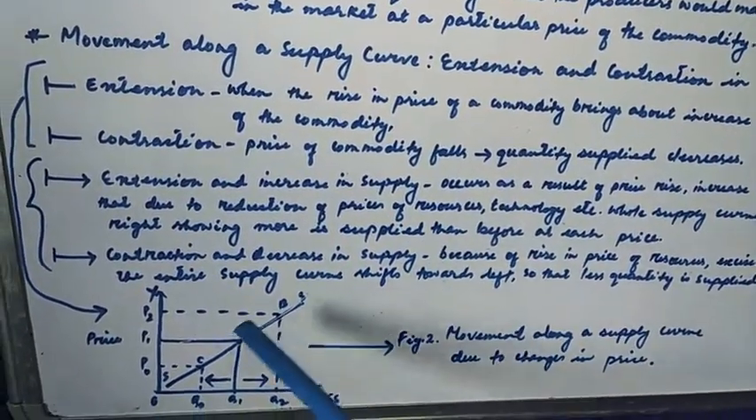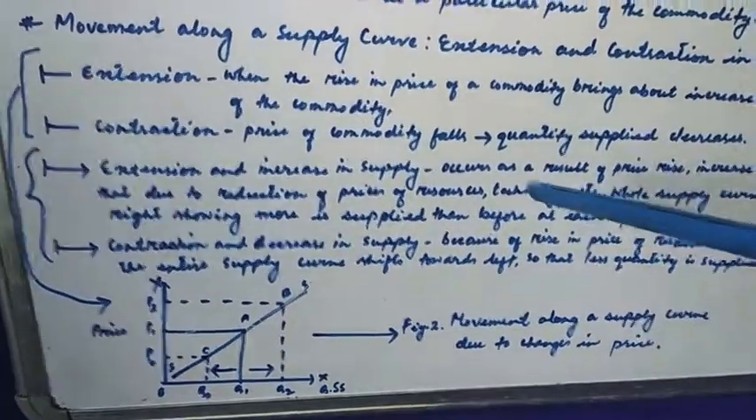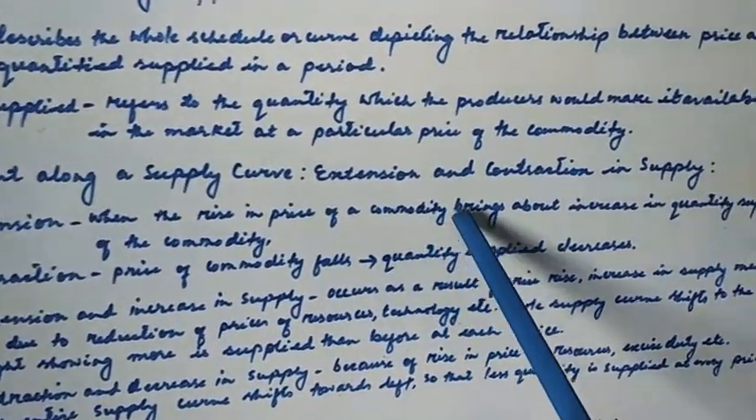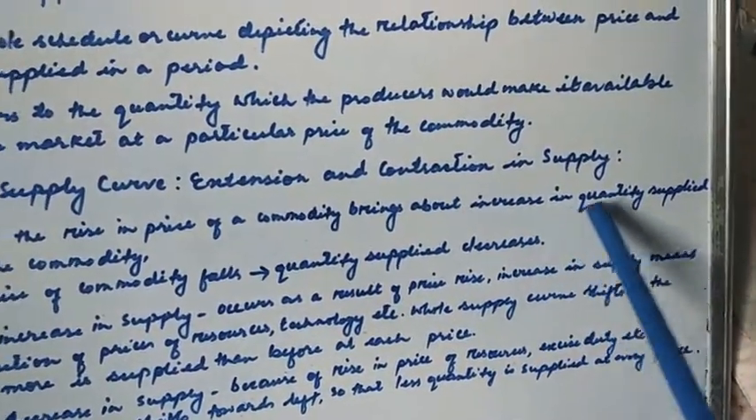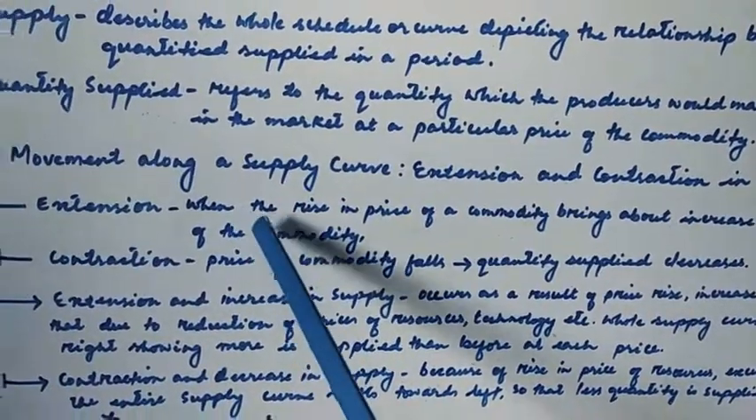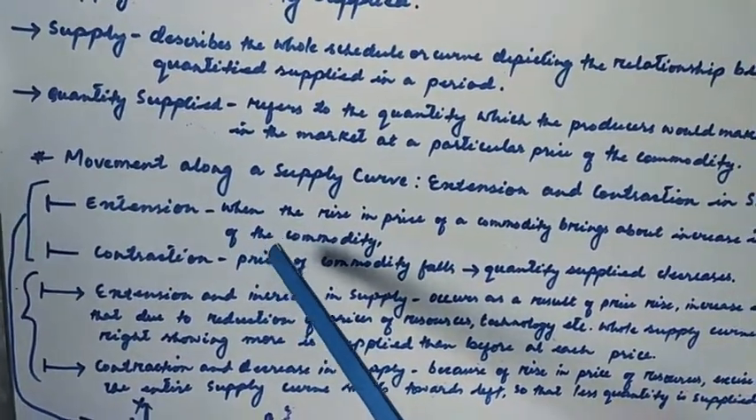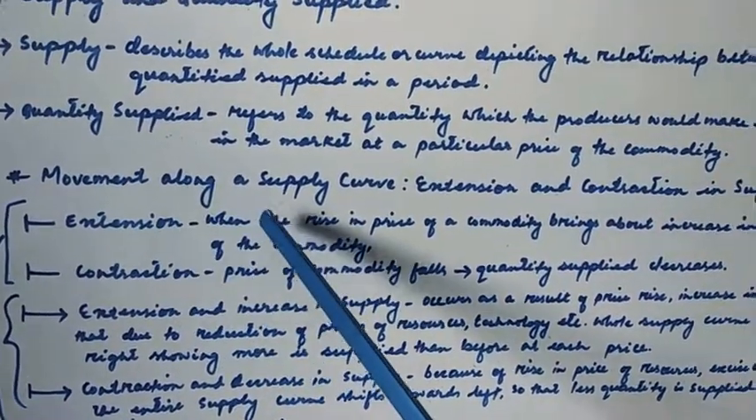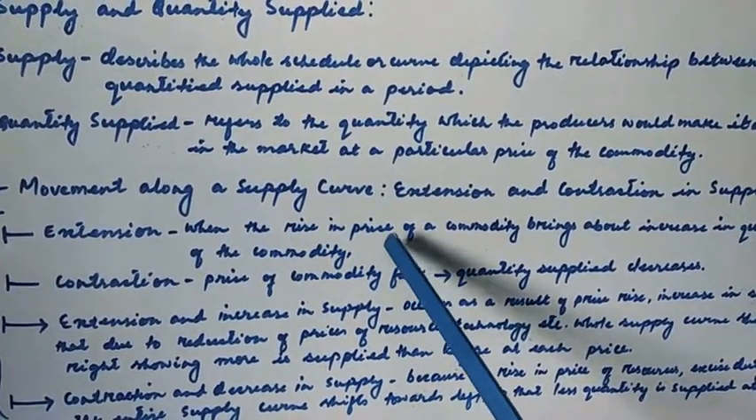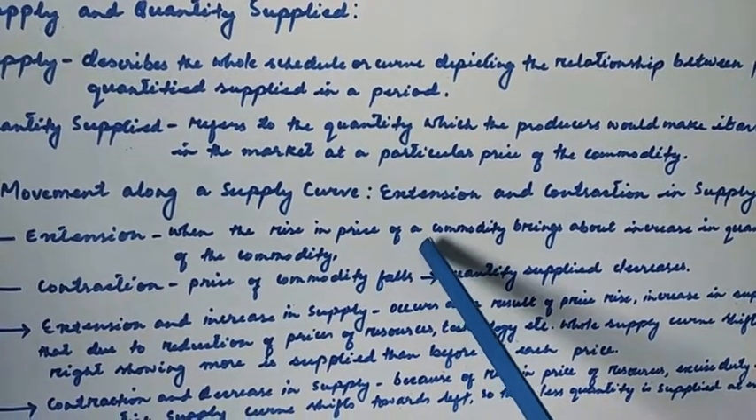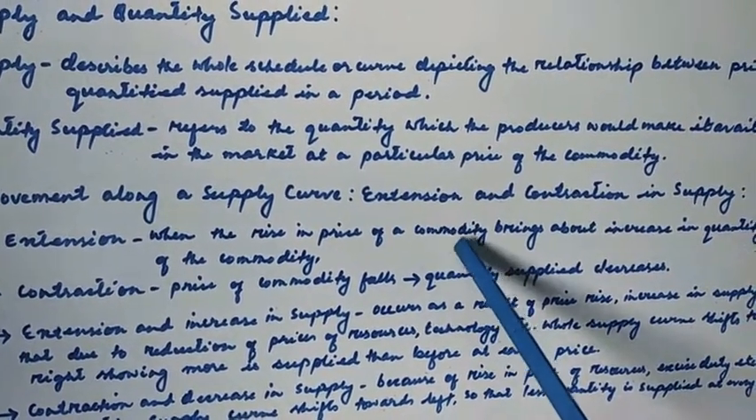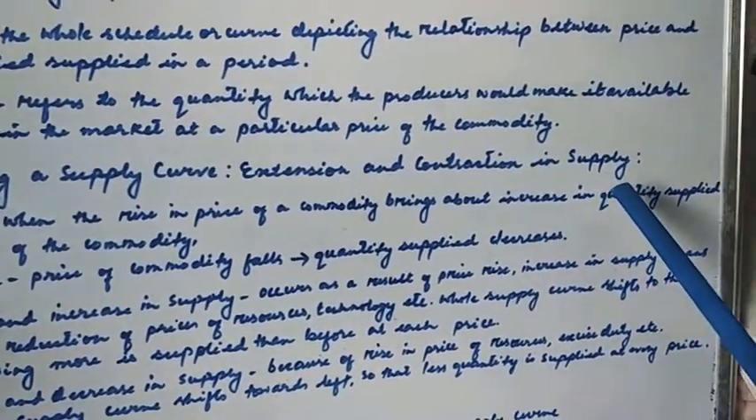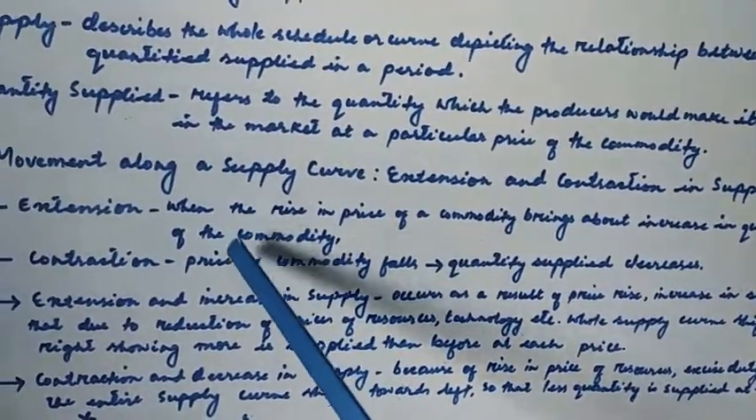So extension is when the rise in the price of a commodity brings about increase in the quantity supplied of the commodity. So moving upward towards the right is the extension, and that happens when price rises, when rise in the price of the commodity brings about increase in the quantity supplied of the commodity.